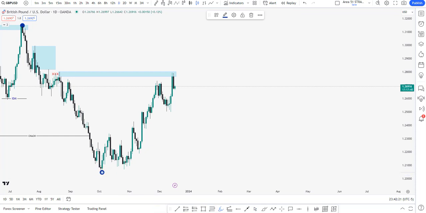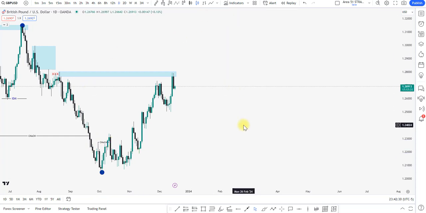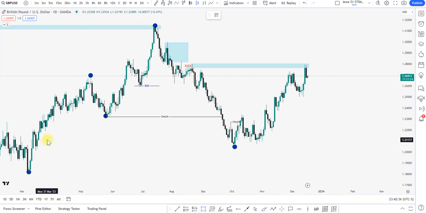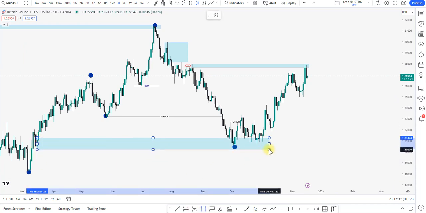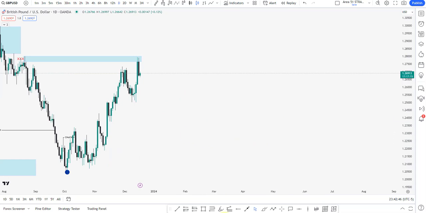And then this was a mini inducement, but it turned into a change of character in the meantime, because remember, an inducement can turn into a change of character or a reversal if it taps on a higher time frame demand zone, which is right here. We can see clearly that price reversed from this area, so therefore this inducement turned into a change of character. So now we have an order flow that was already mitigated right here.